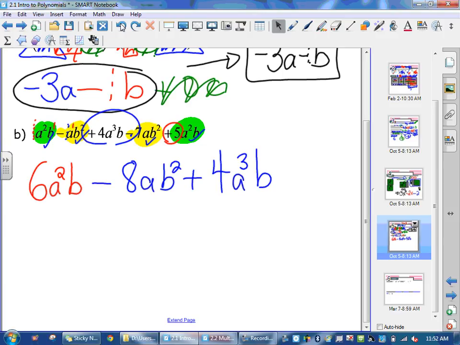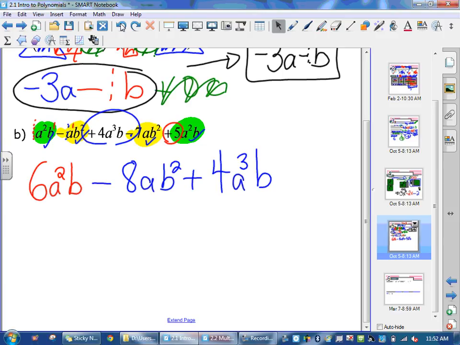They have the same variables, but the one condition they don't have is identical exponents. A2, A1, A3, they're different. You cannot add them together, because an A1 is different than an A2 or an A3. None of those are identical.